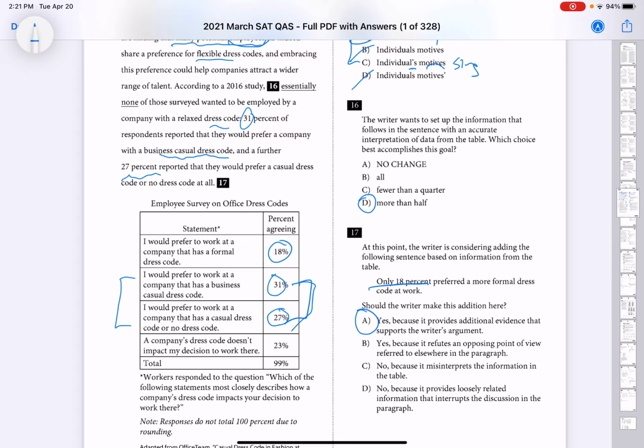So even though it talks about the other side, it's actually a benefit here because it talks about how only 18%. The key word is only. And so since this article seems to be arguing about how we should be maintaining casual dress code, by saying that only 18% prefer formal, it adds emphasis to the author's argument about implementing casual dress code.